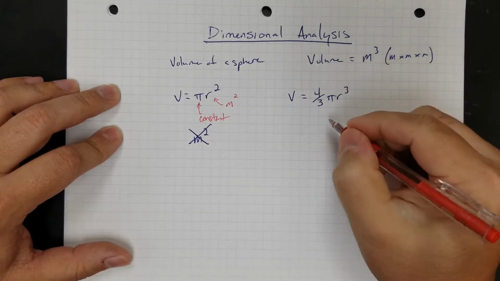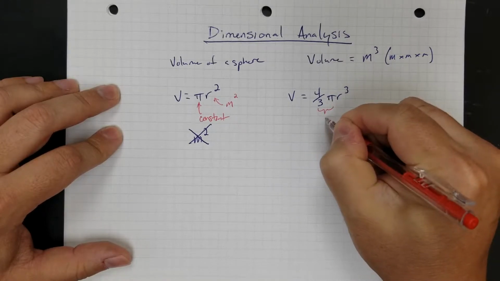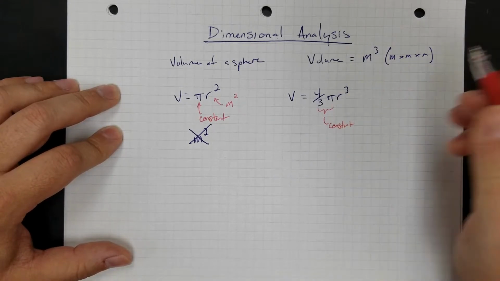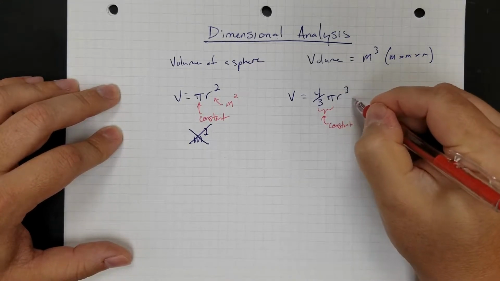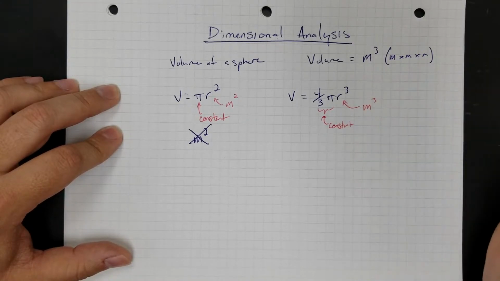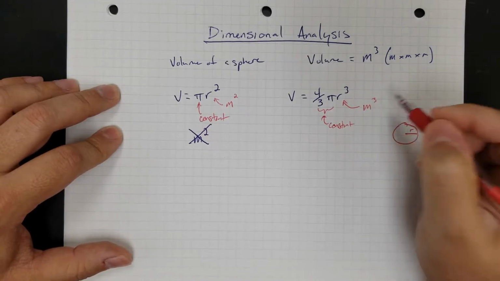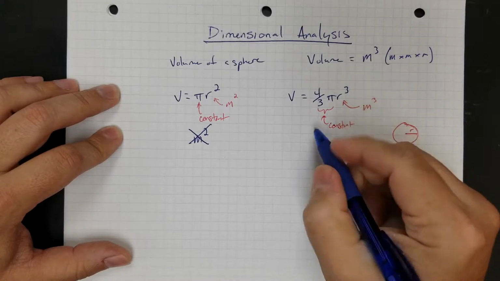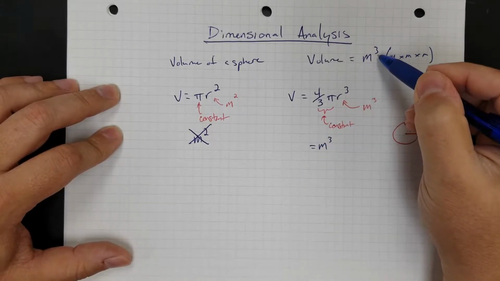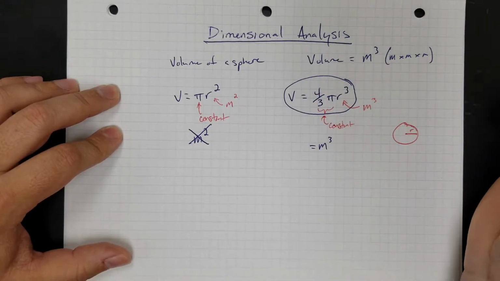Okay, let's look at the other one. So this one, 4/3 and pi, both of these are constants, right? 4/3 is a constant, pi is a constant. Okay. R cubed, that's meters cubed, right? Because r is measured in meters. R is the radius of a circle. So this one is measured in meters cubed. And wow, I know volume is meters cubed. So this has to be my formula for the volume of a sphere.